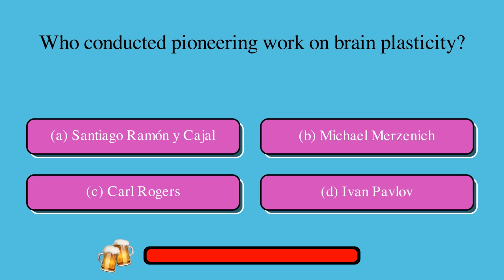Who conducted pioneering work on brain plasticity? A. Santiago Ramon y Cajal, or B. Michael Merzenich, or C. Carl Rogers, or D. Ivan Pavlov. The correct answer is B. Michael Merzenich.